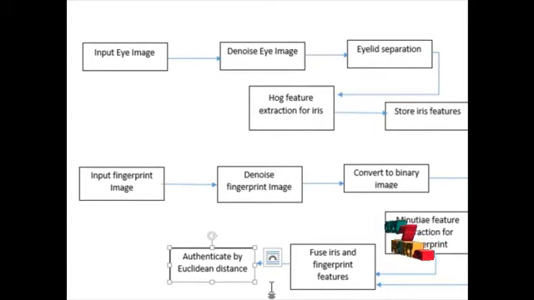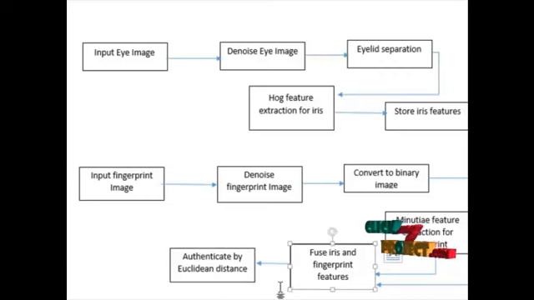This mat file is further used for authentication purpose. At the authentication point, we input the eye image and fingerprint image, then perform denoising and feature extraction, and then fuse the features. Then calculate the Euclidean distance between the fused features and the already stored mat file. If the distance is equal to 0, then it displays the result as authenticated. If the distance is greater than 0, then it displays the result as not authenticated. This is the flow of the process.